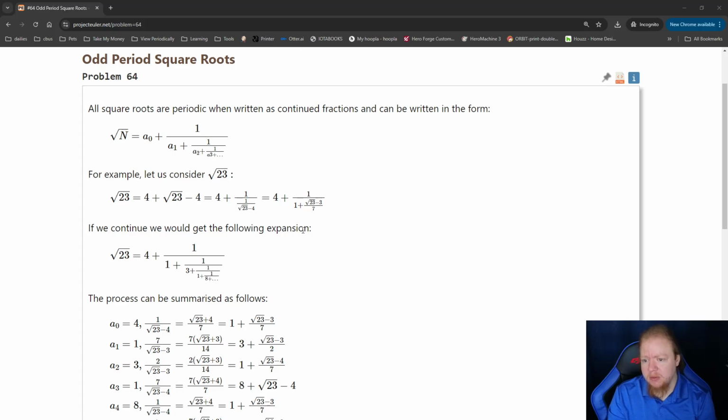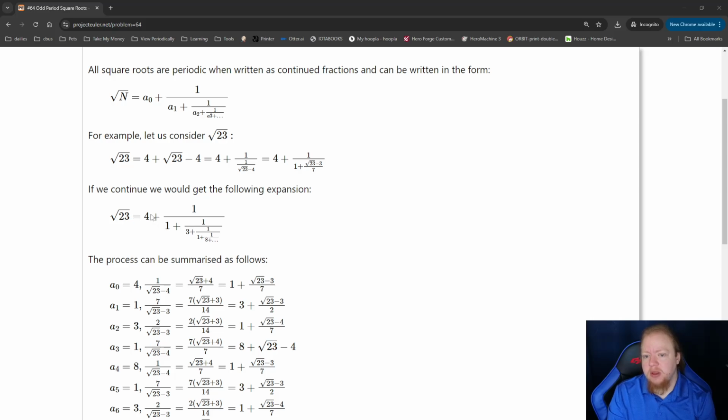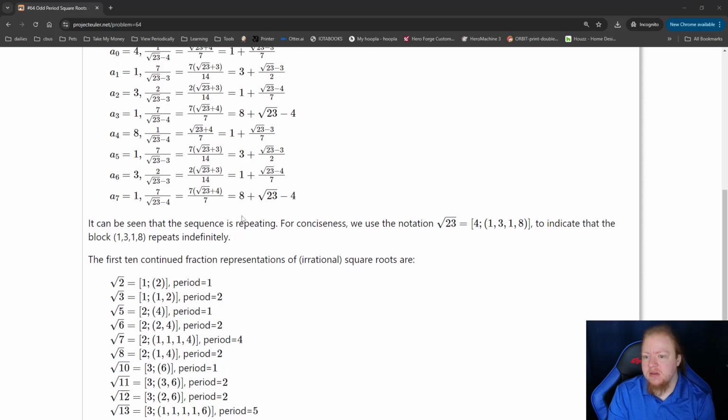If we continued, we would get the following expansion. Square root of 23 equals 4 plus 1 over 1 plus 1 over 3 plus 1 over 1 plus 1 over 8, etc. The process can be summarized as follows. It can be seen that the sequence is repeating. For conciseness, we use the notation square root of 23 equals 4, 1, 3, 1, 8 to indicate that the block 1, 3, 1, 8 repeats indefinitely.